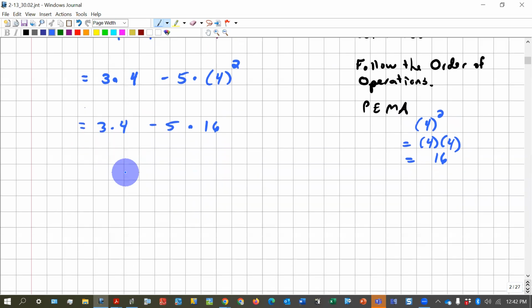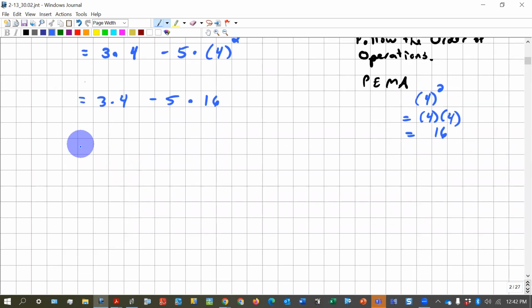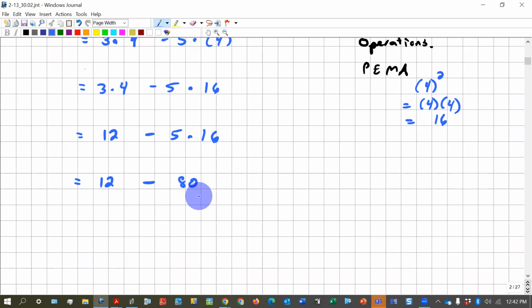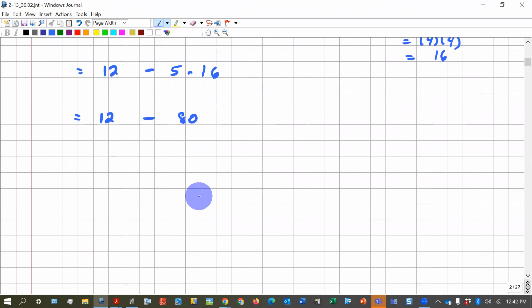Then we multiply from left to right. 3 times 4 is 12. Then the 5 times the 16 is 80. But subtracting positive 80 is the same as adding negative 80. And when we add a positive and a negative, they go to war. Team with the most players wins.